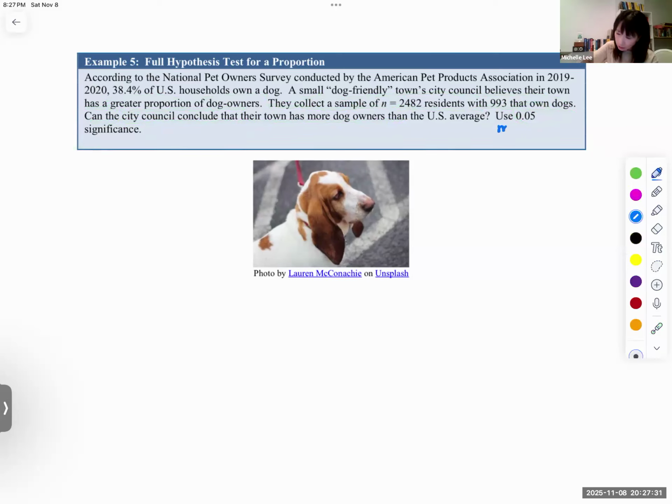Okay, that means alpha equal to 0.05. Okay, this means P, percent to proportion, we multiply by 0.01 or divide by 100. So 1 to the left, to the left, right? So 0.384. Yeah. Okay. Now, that will be success, X equal to success, and then n equal to 2,482, right?